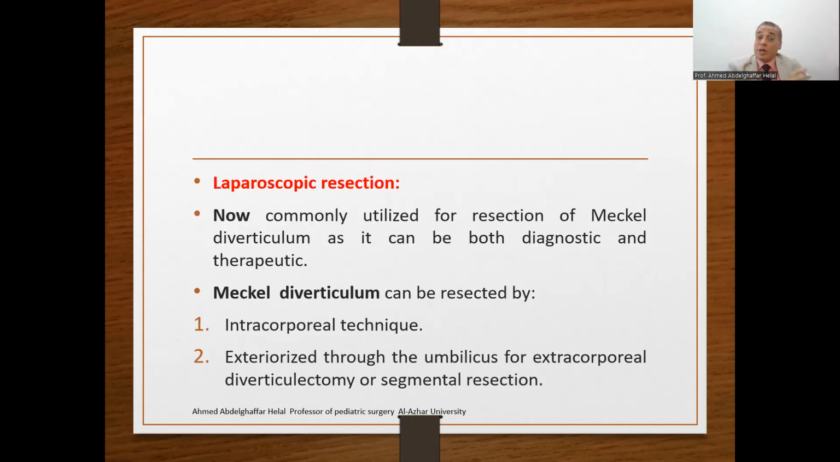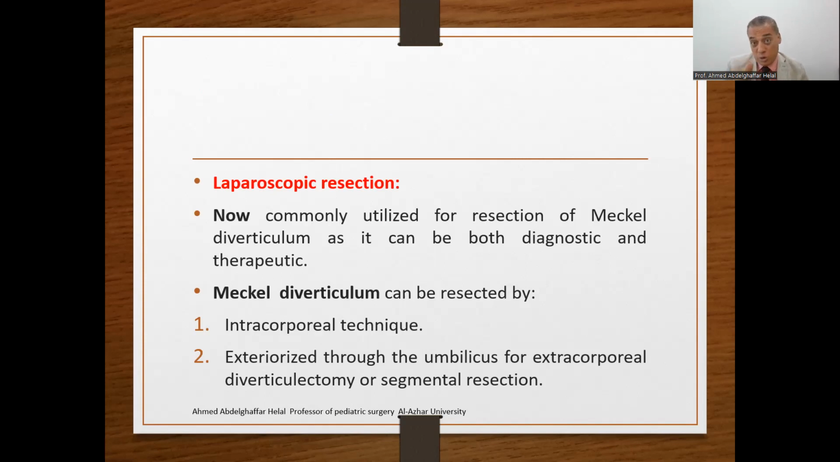Laparoscopic resection, if you decide to use a laparoscope, is now commonly utilized for the resection of the Meckel diverticulum, as it can be both diagnostic and therapeutic. Meckel diverticulum can be resected by two techniques. Intracorporeal means we perform the procedure inside the abdomen using the laparoscopic instruments. Or it may be extracorporeal removal of the diverticulum or segmental resection. We enter by laparoscopy through a single incision or multiple incisions, and at the step of resection or suturing, we deliver the diverticulum through the umbilicus and perform the sutures and removal outside the abdomen, by hand. This is called laparoscopic assisted or extracorporeal.